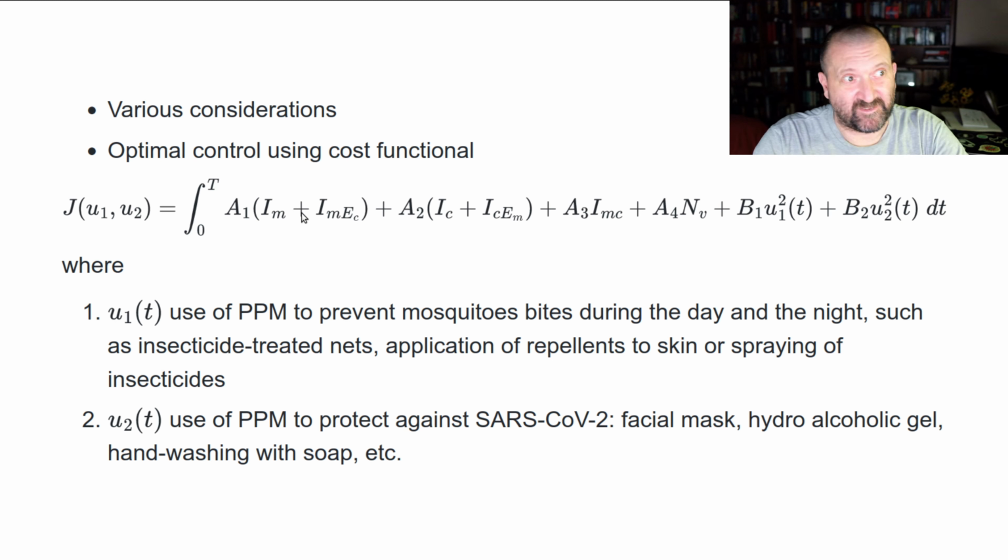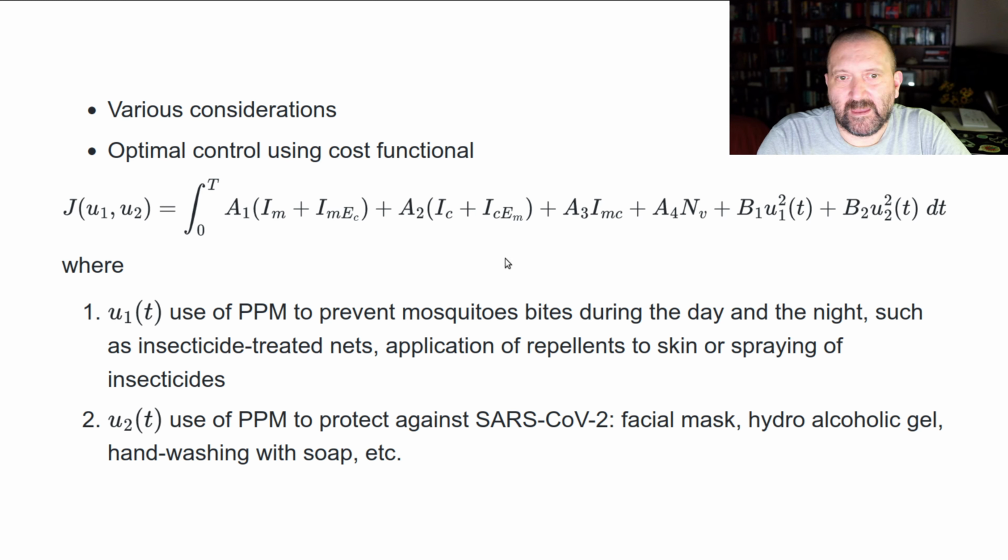which is use an optimal control problem. So they use two functions, U1 of t, which is the use of personal protection measures to prevent mosquito bites, for instance insecticide-treated nets, application of repellents, etc. And they have a second control measure, which is the use of personal protection measures against SARS-CoV-2.